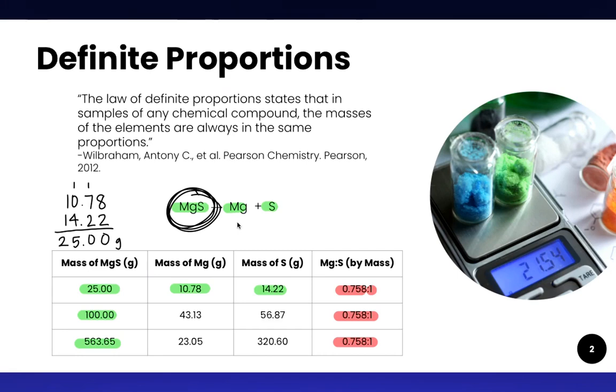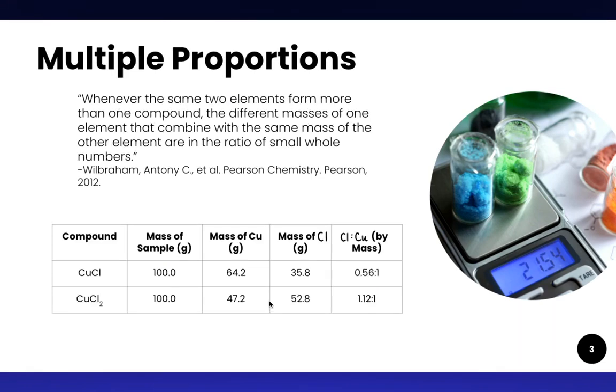Now, the next law is the law of multiple proportions, and it states that whenever the same 2 elements form more than one compound, the different masses of one element that combine with the same mass of the other element are in small whole number ratios. So let's break this definition down a little bit for you guys.